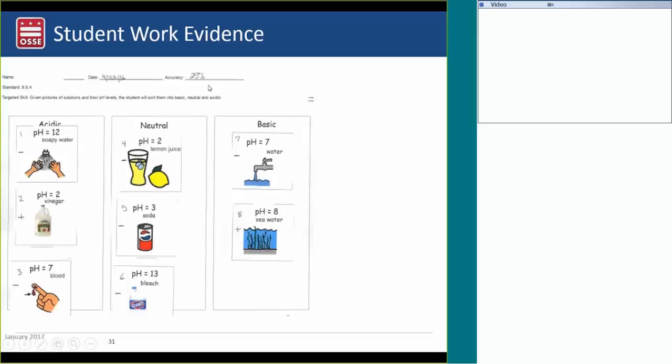Let's take a look at a sample portfolio entry. For those of you who attended the portfolio development webinar on January 11th, this is the same entry. You will see it again. For those of you who are listening to this for the first time, I hope this will be helpful to you. So, here is a table of contents.